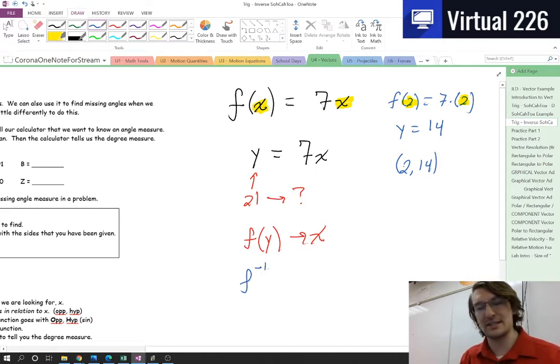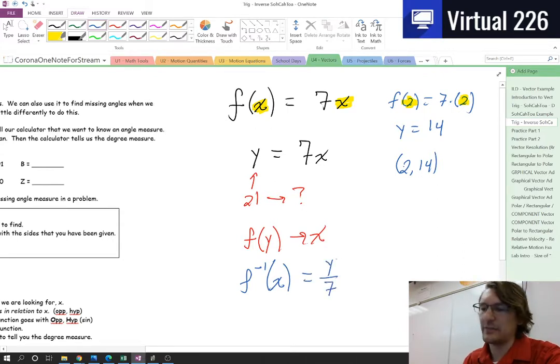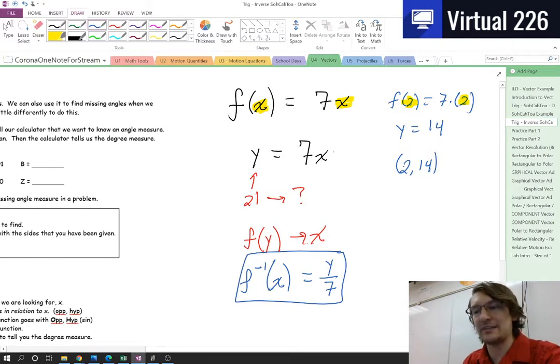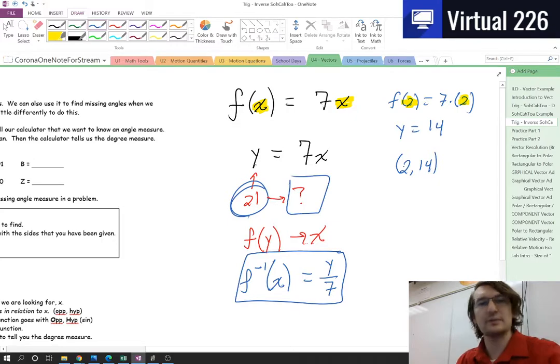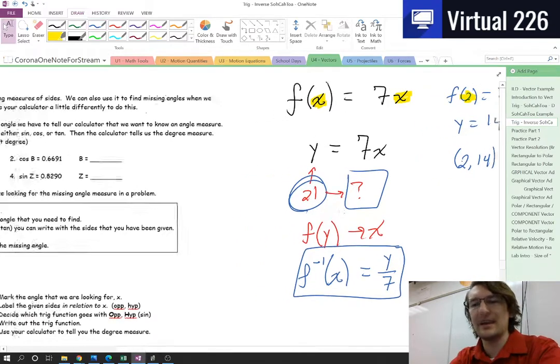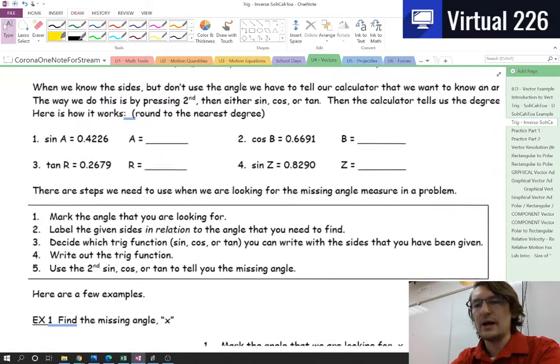Now, that's not a power. That's saying inverse of x. And this would equal y over 7. So this is our inverse function here. It's essentially saying, look, this time instead of having x and solving for y, I'm going to have y and solve for x. And that's what we're going to do in this case with these inverse trigonometric functions.